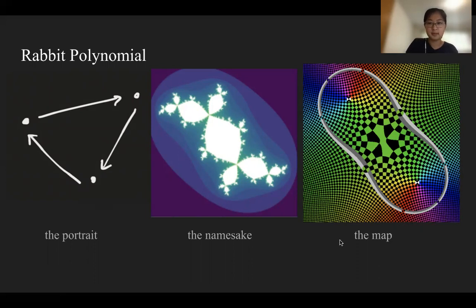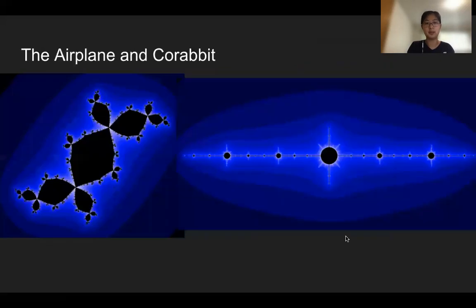Okay. All right. So maybe your question is now, given a particular portrait, is it true that there's only one polynomial associated to it? So for example, I sort of lied in saying, here's a portrait, this is the rabbit polynomial that corresponds to it. What if there are other polynomials that correspond to it? And you would be correct, because in this particular case, there are 2 other quadratics that have the exact same portrait as the rabbit polynomial. And these are called the airplane and the co-rabbit polynomials.